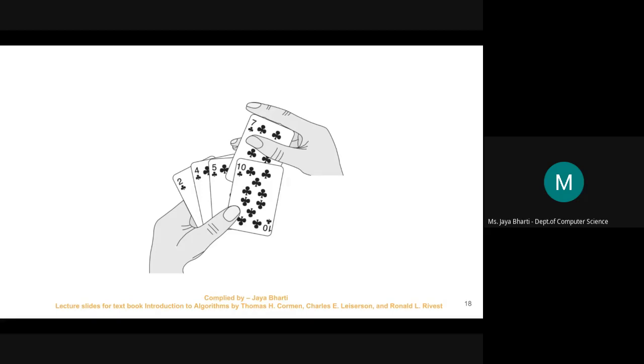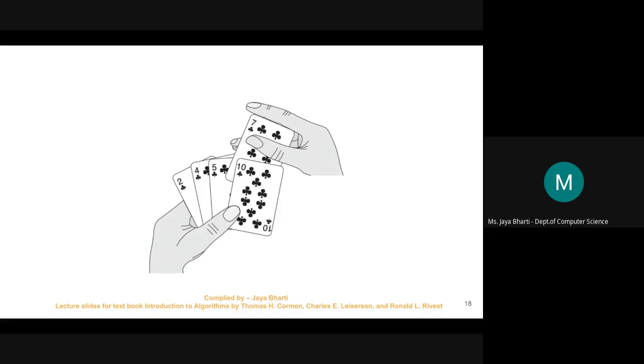So how do you do that? You compare the card that you have just picked to all the cards in the left hand. When you compare, you compare from right to left. Firstly you compare 10 and 7. 10 is larger than 7, so you now compare it with 5. Now 7 is compared with 5, and 5 is smaller than 7, so you place the 7 between the 5 and 10.